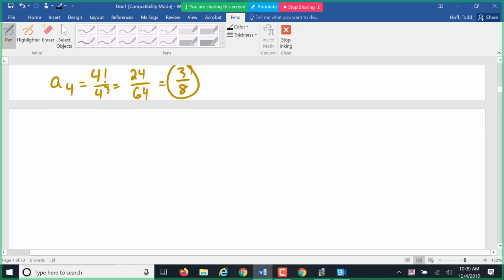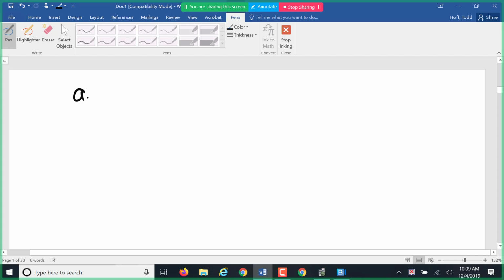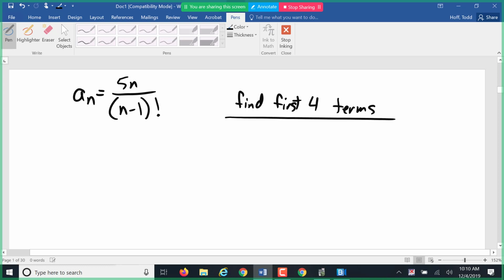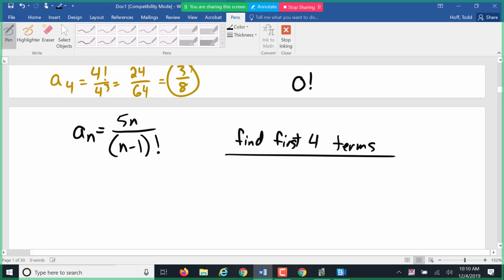So in your notes, I want you to write a_n equals 5n over n minus 1 factorial. I want you to find the first 4 terms. Now, before you do that, I need to define something for you. Because in the first term, you're going to end up with 0 factorial. 0 factorial is defined to be 1. So 1 factorial is also 1, so that can be a little bit confusing, but 0 factorial is defined to be 1 so that formulas like this will work. So I'll give you a minute here to find those first 4 terms.